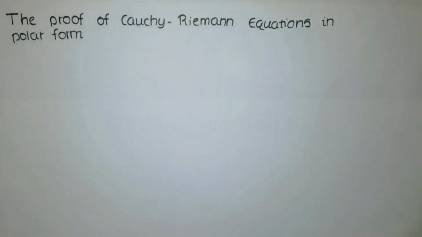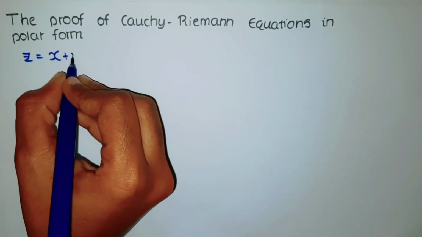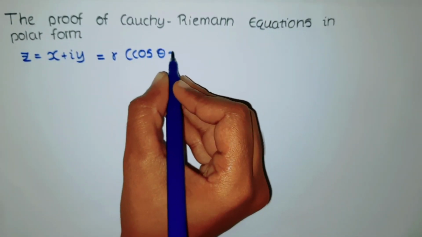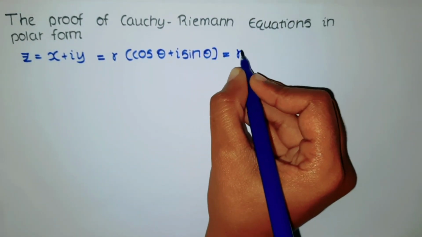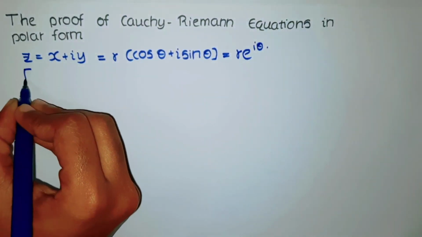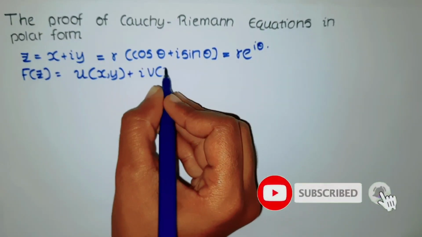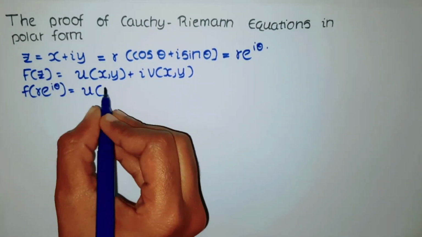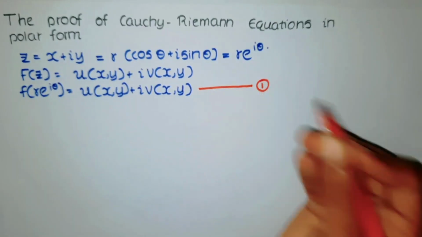In this video, I am going to do the proof of Cauchy-Riemann equations in polar form. We know z = x + iy, and we can write it as r(cos θ + i sin θ). We can denote it as re^(iθ), and the function f(z) is u + iv. In this function, instead of z, we can write re^(iθ). Label this as equation number 1.